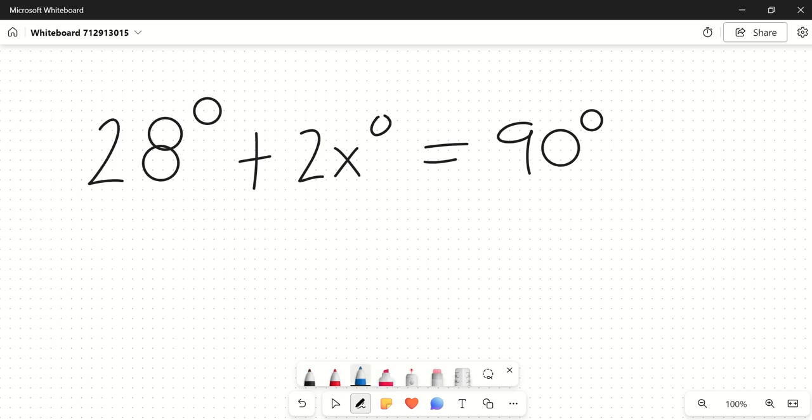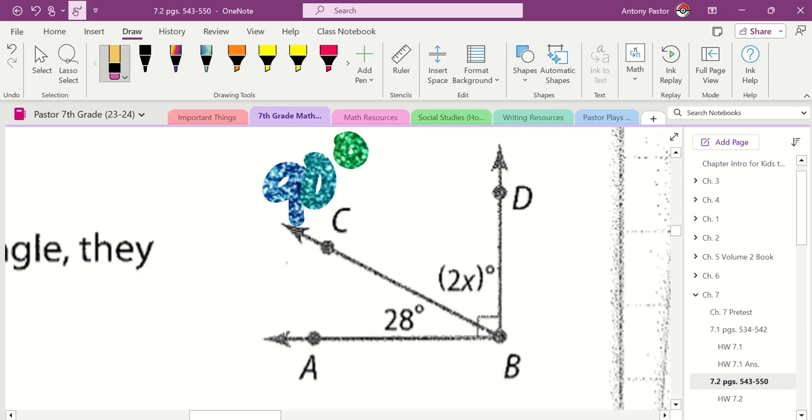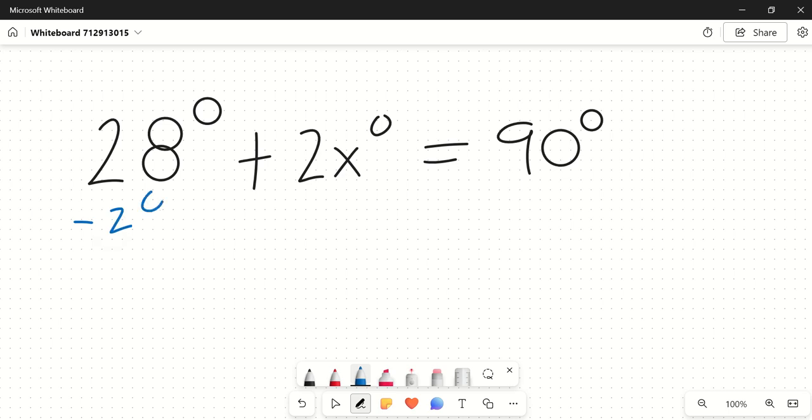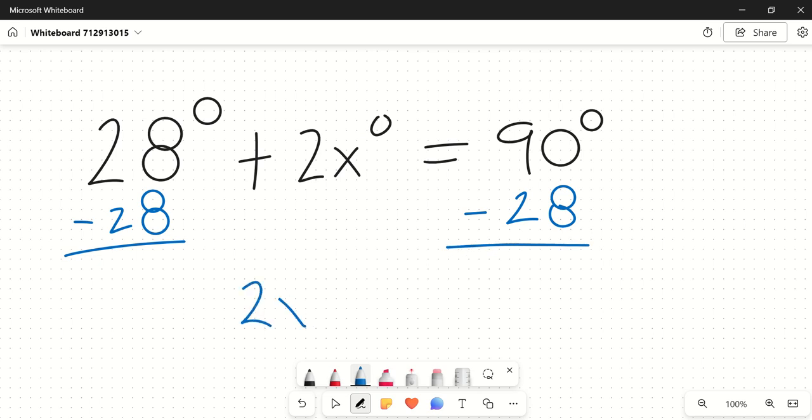So what would be my very first step? Someone said constant earlier. So my first step would be to move the constant, which is 28. I have to undo what is happening. Since 28 is positive, I'm just going to subtract. This is what Kevin said to do earlier. Now I'm going to have 2x equals whatever 90 minus 28 is. Ladies and gentlemen, what is 90 minus 28?